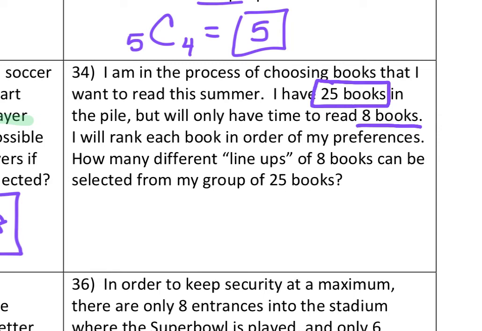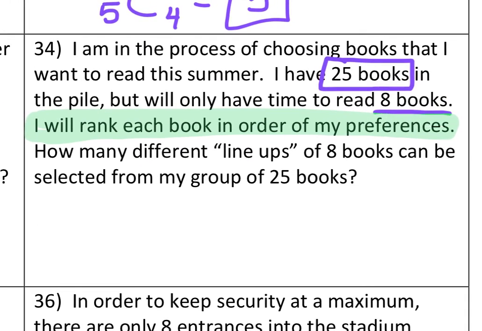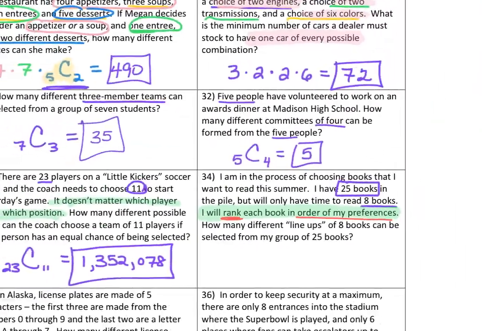But here's the key sentence, and you really want to pay attention to this. The fact that I am going to rank, and there's the important word there, I'm going to rank each book in order of my preference. That means that there's an order, and so this is now going to be a permutation. And I want you to compare here.